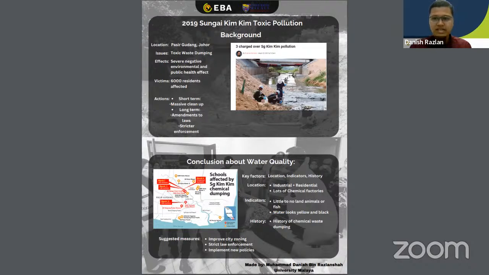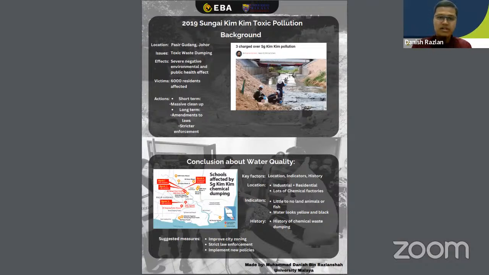From the river, we can see that there are little to no land animals or fish inhabiting the surrounding areas. In addition, from the picture above, we can see that the water looks yellow as well as looking black. Therefore, it looks dirty from a physical side.